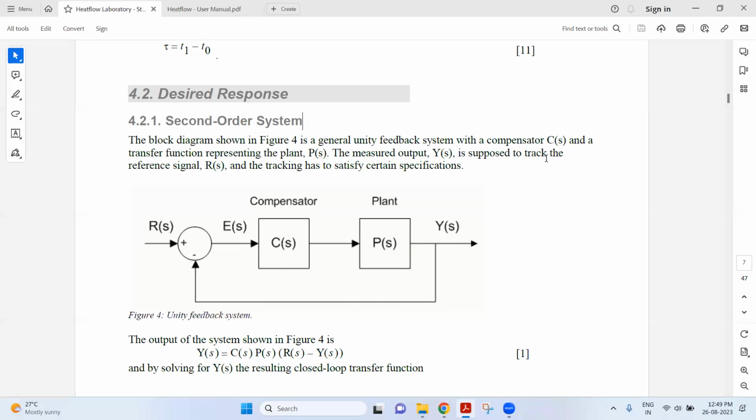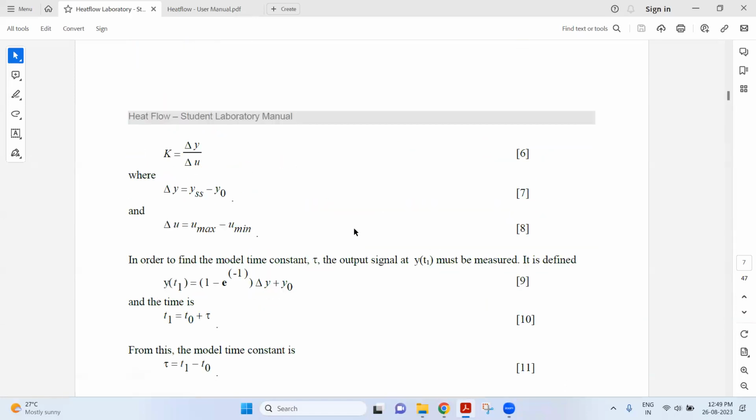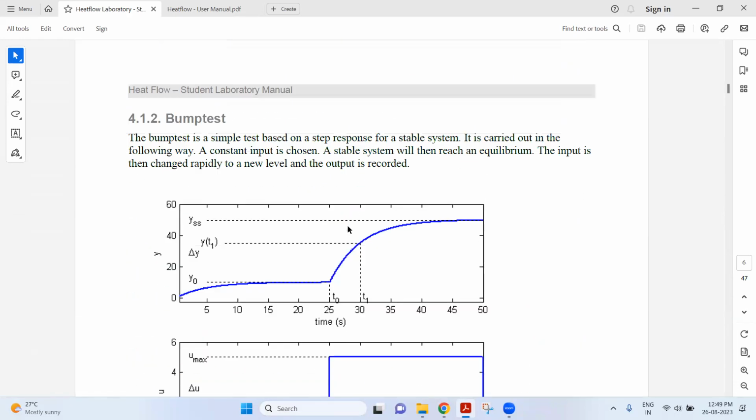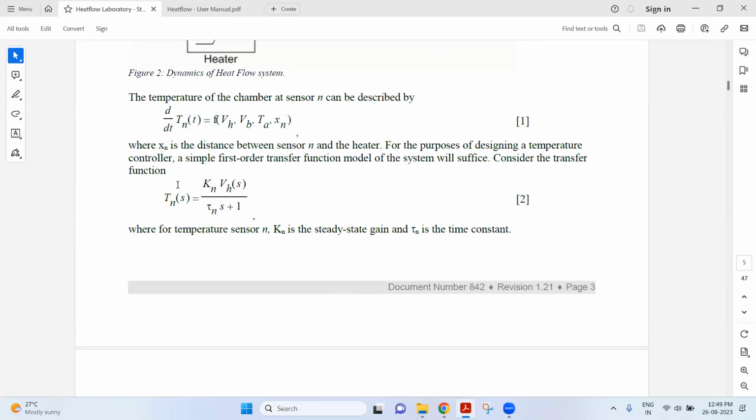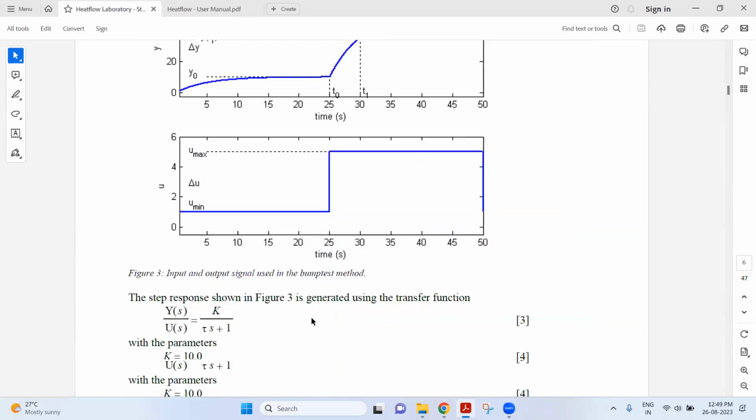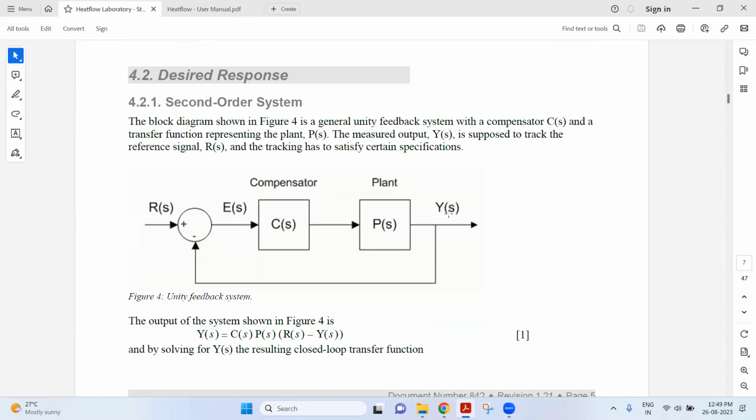Now generally they are telling it as a compensator, C(s), and a transfer function. They have placed the transfer function here, and the output is Y. The compensator is C(s), and this is the transfer function for the model, and this is the output.